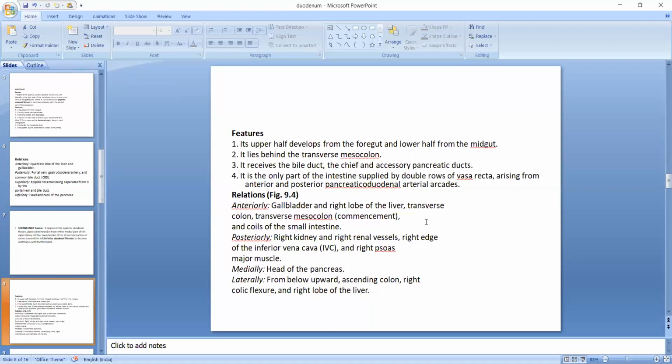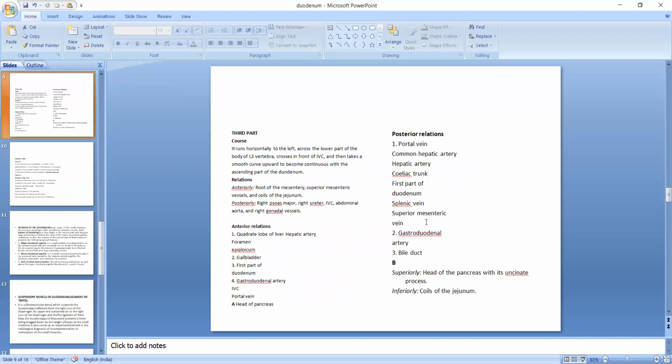It is the only part of the intestine supplied by double rows of vasa recta arising from the anterior and posterior pancreaticoduodenal arterial arcades. Relations: anteriorly it relates to the gallbladder and right lobe of the liver, transverse colon, transverse mesocolon, and coils of the small intestine. Posteriorly, it relates to the right kidney, right renal vessels, right edge of the inferior vena cava, and right psoas major muscle. Medially, the head of the pancreas, and laterally, the ascending colon, right colic flexure, and right lobe of the liver.